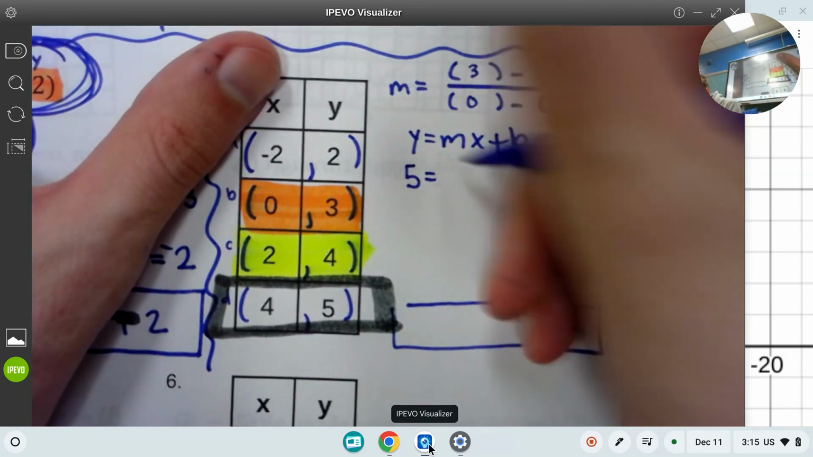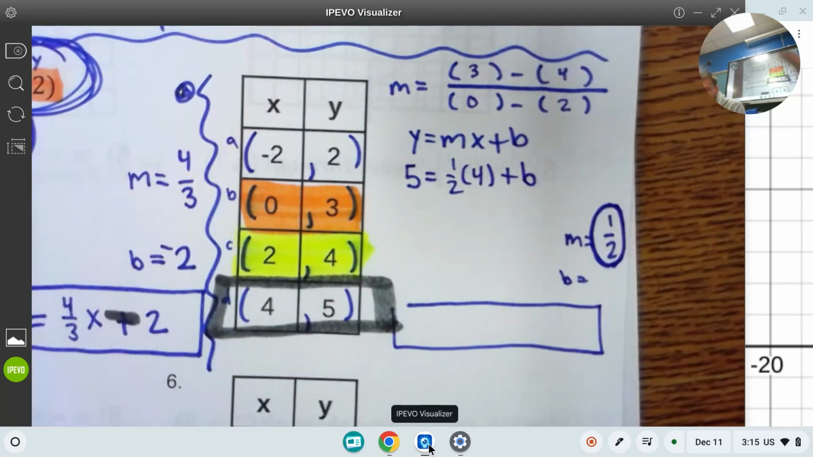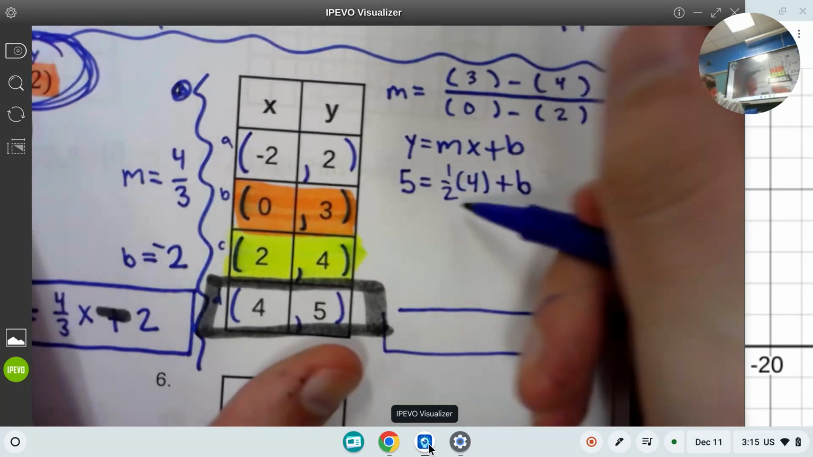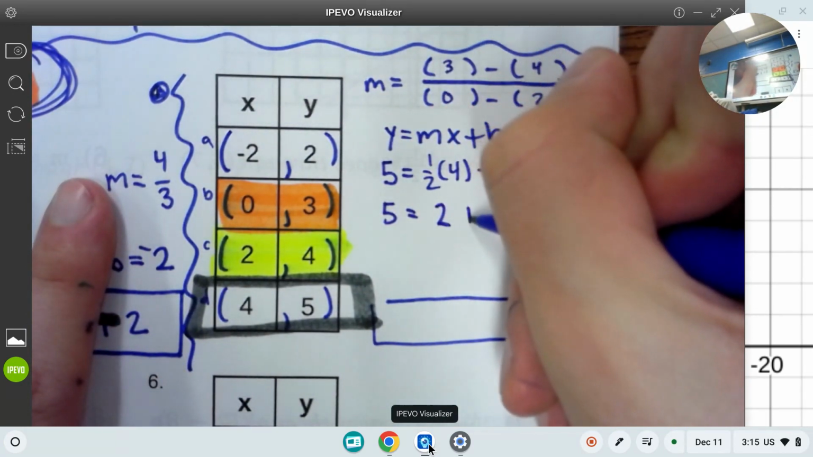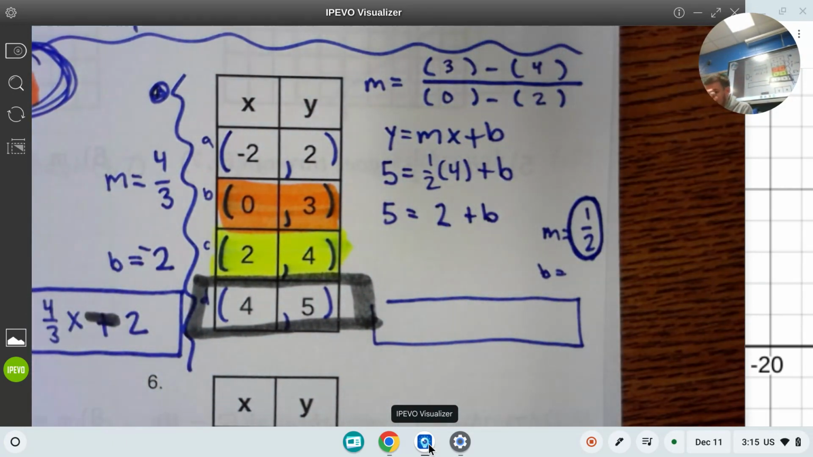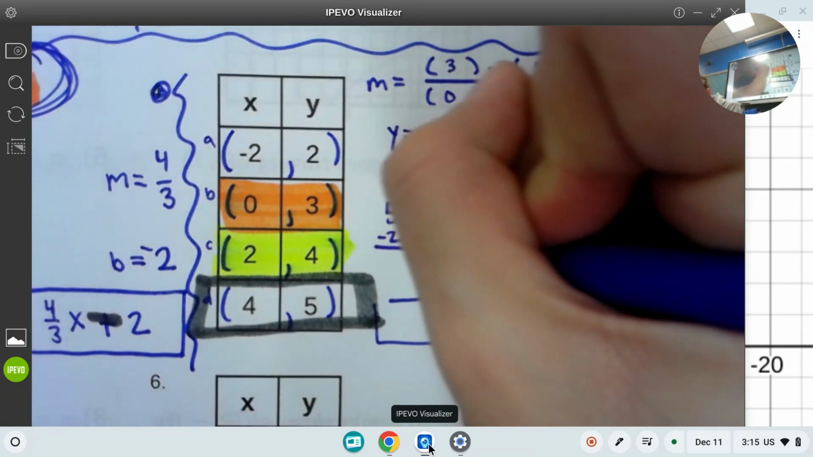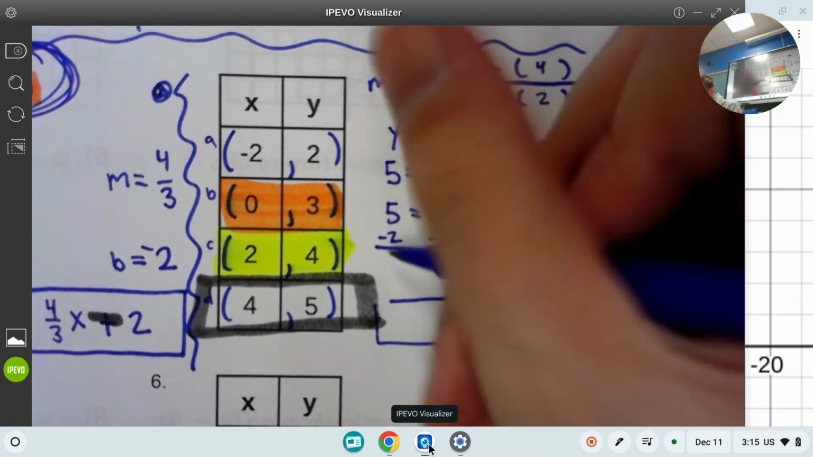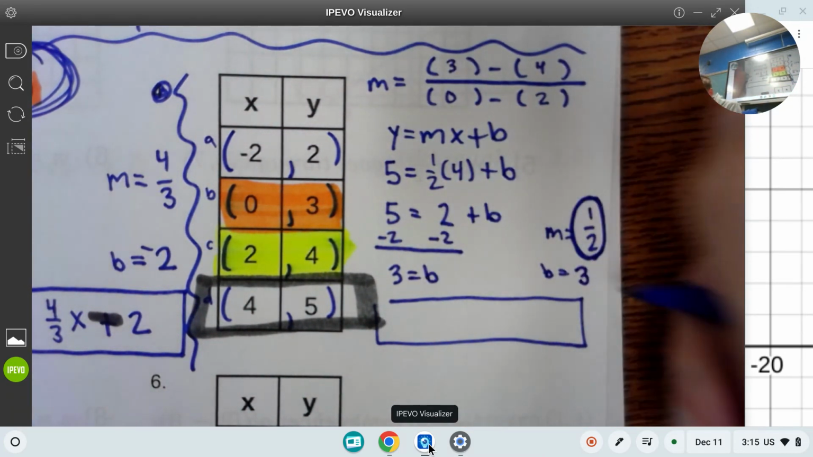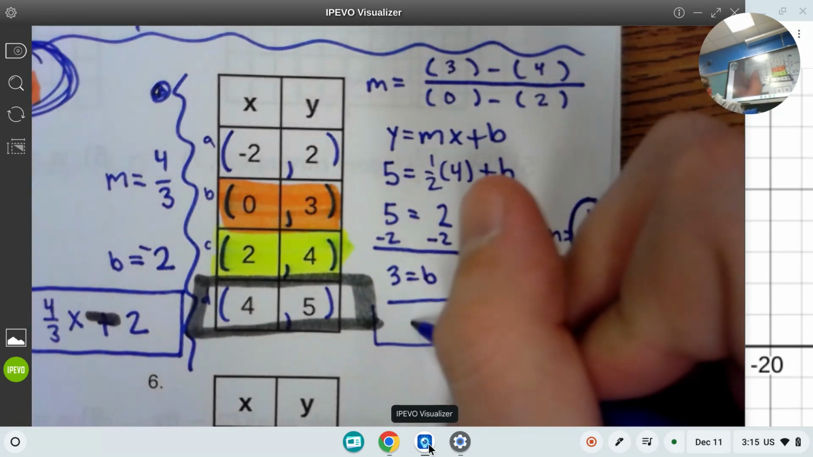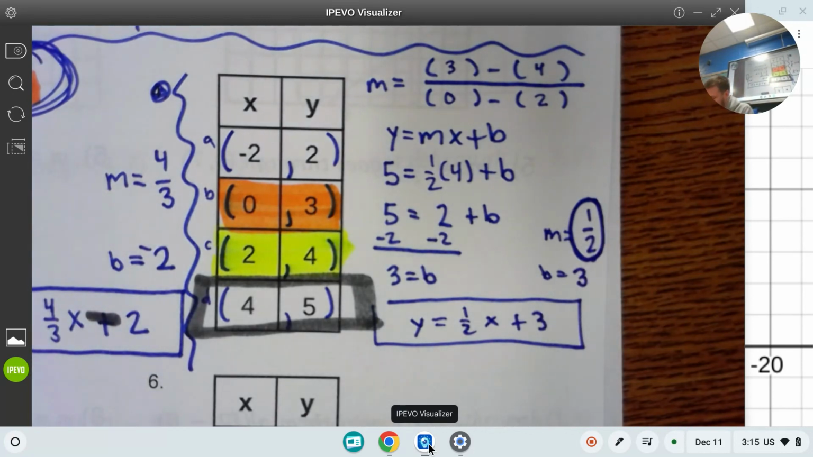5 equals 1/2 times 4 plus B. What's 1/2 times 4? That's easy. Half of 4 is 2. And I messed this part up last time, so I'm going to take my time. Minus 2, minus 2. And I'm getting 3 equals B. B equals 3. I can write the whole thing. Y equals 1/2 x plus 3.